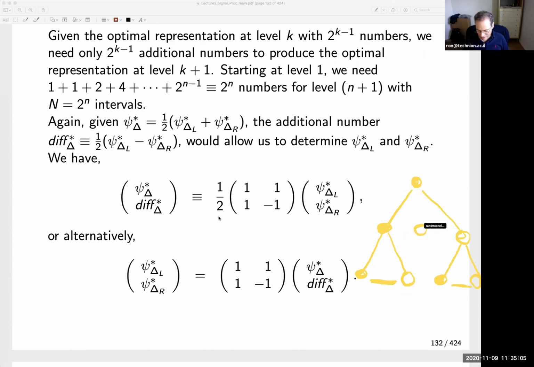Let me just pick up a different color. So it would be living somewhere in between. So this would be the diffs. The diff. And in fact, also the whole. And the whole is that. Okay.